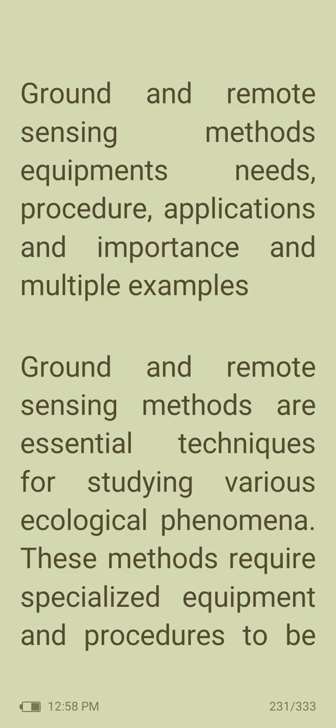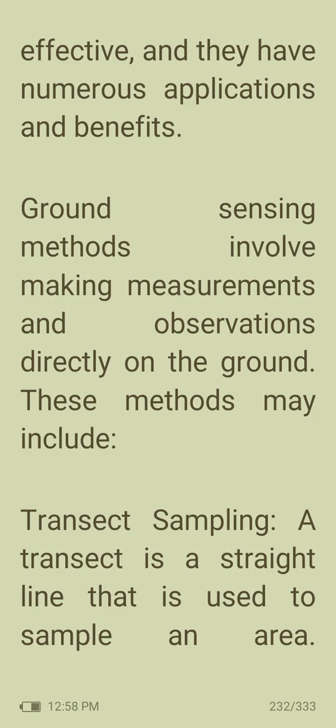Ground and remote sensing methods are essential techniques for studying various ecological phenomena. These methods require specialized equipment and procedures to be effective and may have numerous applications and benefits. Ground sensing methods require making measurements and observations directly on the ground. These methods may include transect sampling.